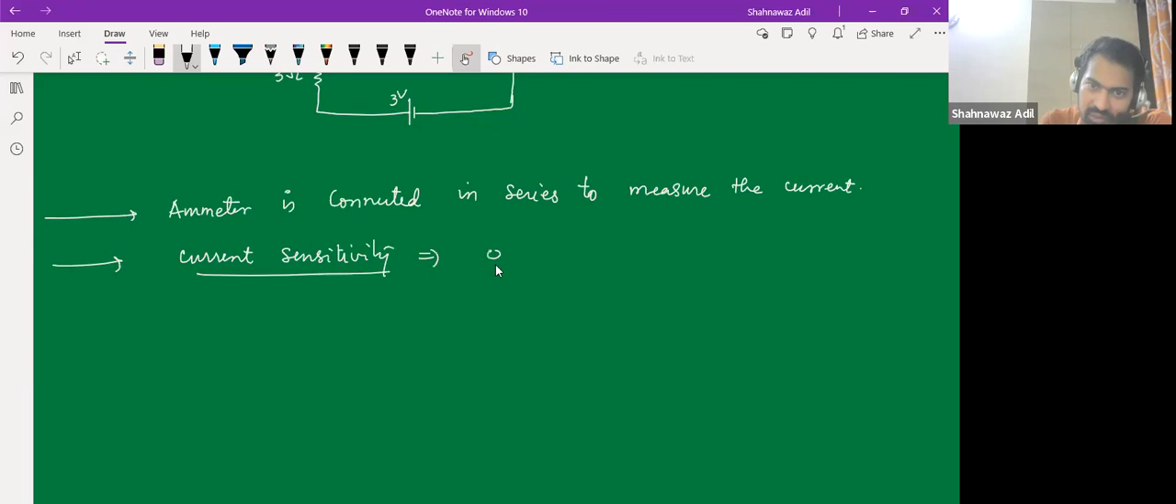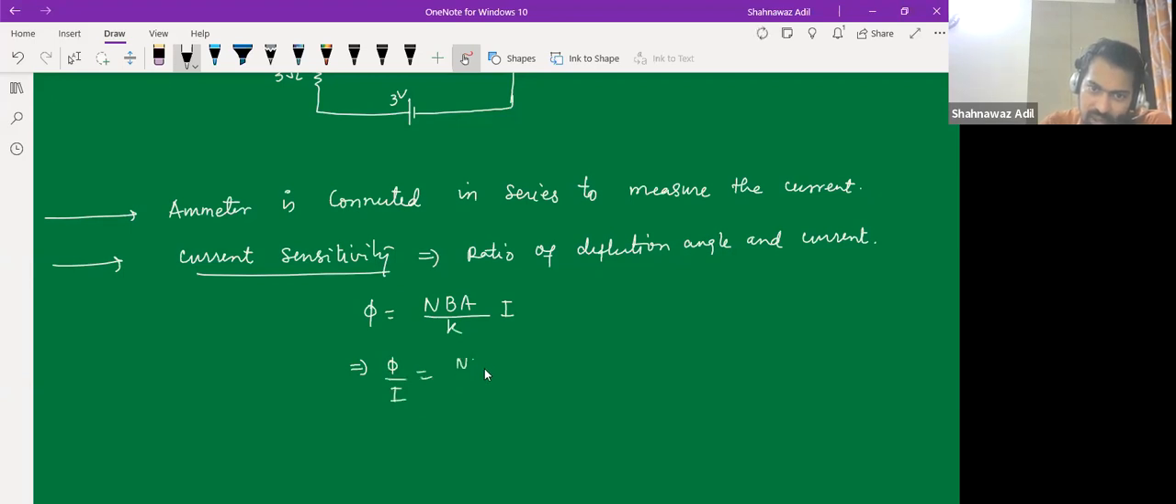So we know the deflection angle, right? Current sensitivity is the ratio of deflection angle and current, right? So phi was what? This was NBA divided by K and I. So if we take this I to this side, this is phi by I, and this is NBA by K.